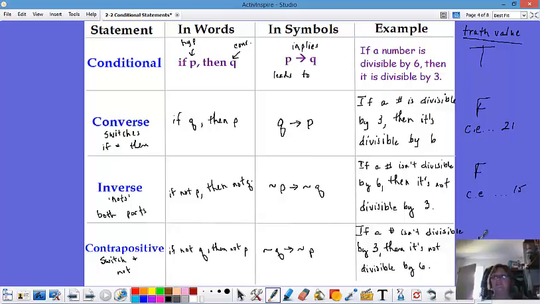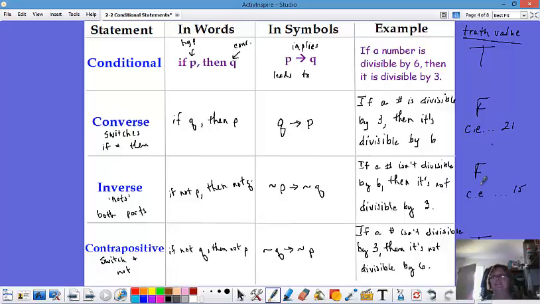This, folks, is a true statement, and I'd love to have you look at the truth values for the conditional, its converse, its inverse, and its contrapositive. Notice that the truth value of the conditional and that of the contrapositive are both the same. And that's always going to be the case. Whether they're both true or both false, they have to be the same thing.